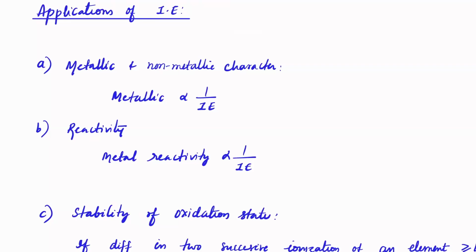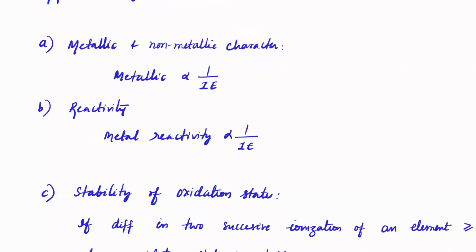Reactivity. More is the ionization, less is the reactivity. So group 1 elements are highly reactive because they have very less ionization energy.